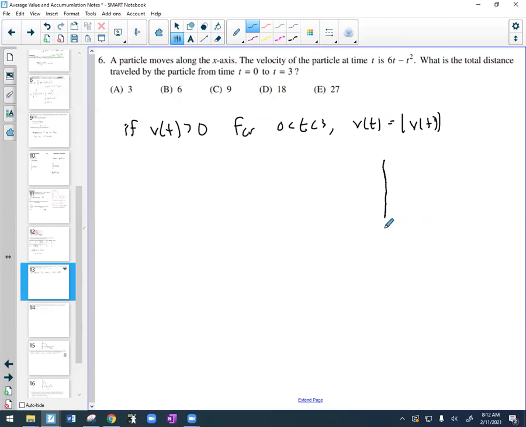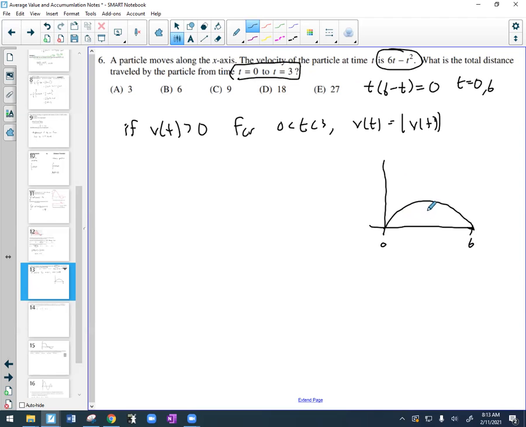Y'all are going to hate this, but if I sketch the graph of this thing, it's an upside down parabola, and I could rewrite it as t times 6 minus t. If I set that equal to 0 to find where it hits the x-axis, I get that it hits the x-axis at 0 and 6, which means it looks like this. So that's 6 and that's 0. Since it's asking me about from 0 to 3, I know it's positive the whole time. I'm basically going to find this area. So I don't have to actually worry about the total distance, but you have to consider it, because if it was negative, you'd have to figure out how to do the absolute value of that.